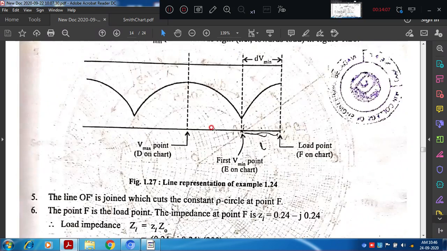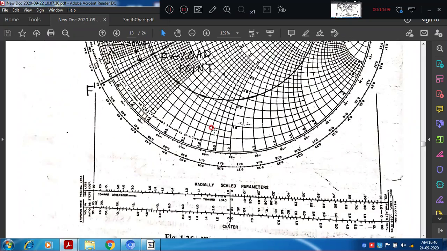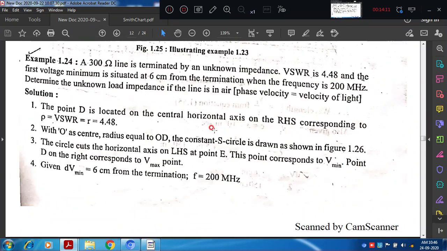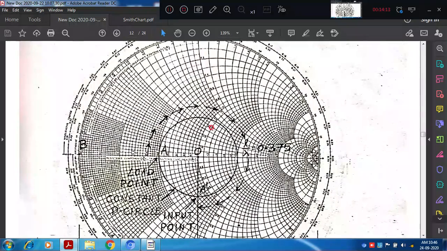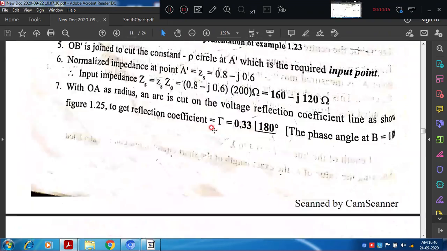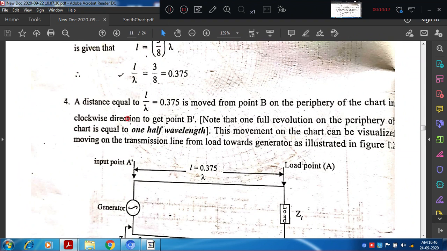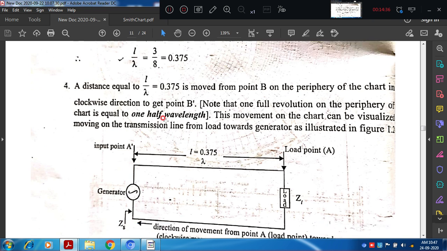I'll just summarize today's numericals. Here I have solved two kinds of numerical. In the first numerical, they will give the L by lambda value. So I need to move this much distance towards the generator from the load point. In this numerical, they will give the load point, that is ZL. If I move this much distance towards the generator, that is clockwise direction on the periphery of the Smith chart, there I will get what?